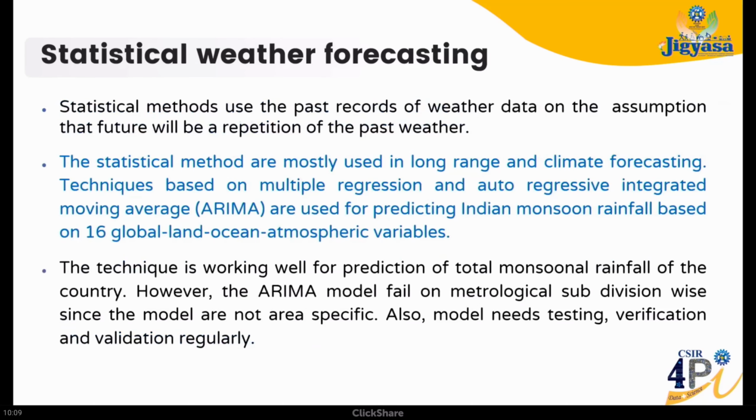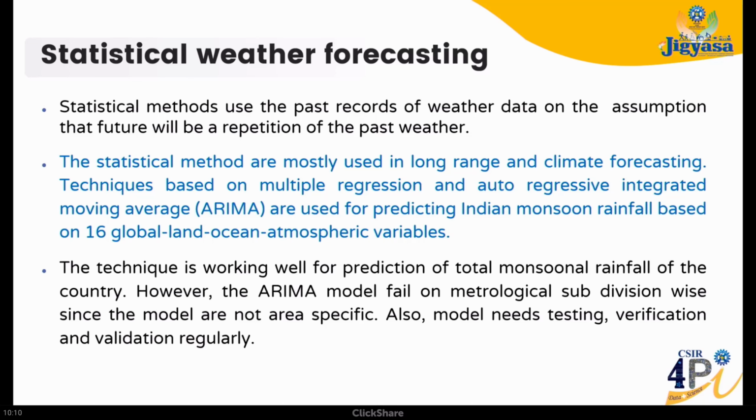Then comes statistical weather forecasting. These methods use past records of weather data, and rely on the assumption that the future will be a repetition of past weather events. These methods are mostly used in long range prediction and climate forecasting, and generally the techniques are based on multiple regression or the autoregressive integrated moving average, ARIMA. They are used for prediction of Indian monsoon rainfall.